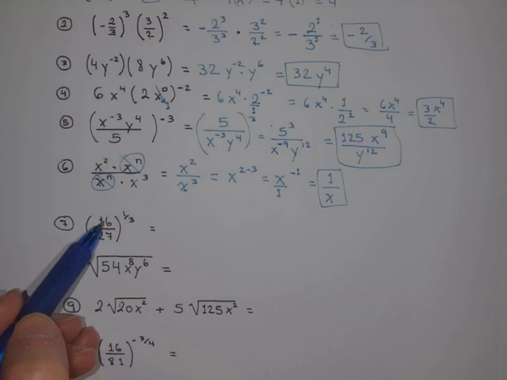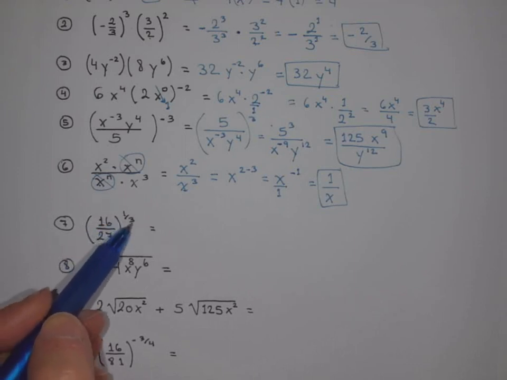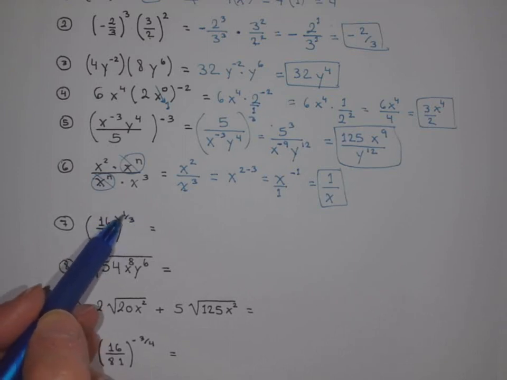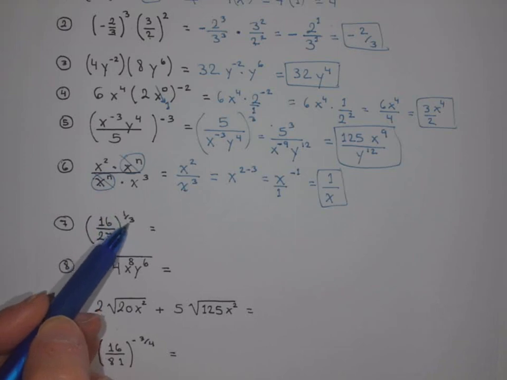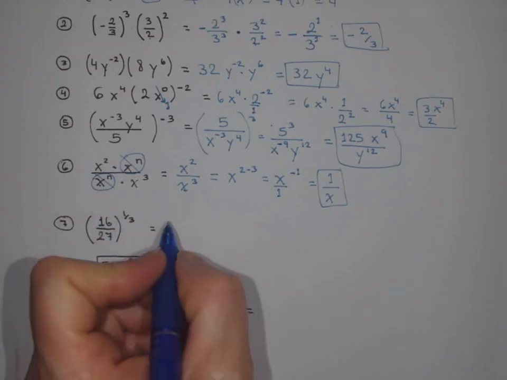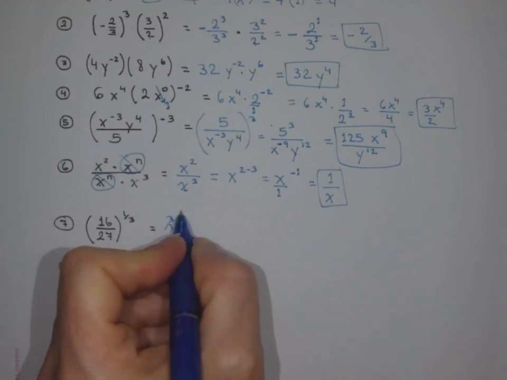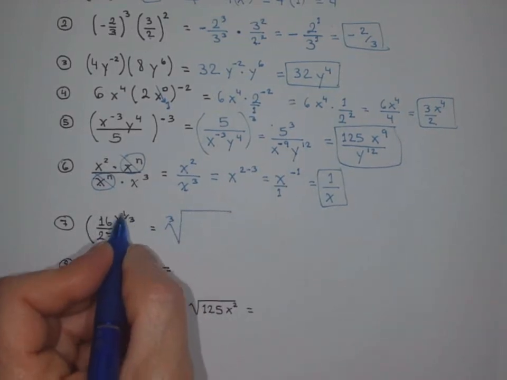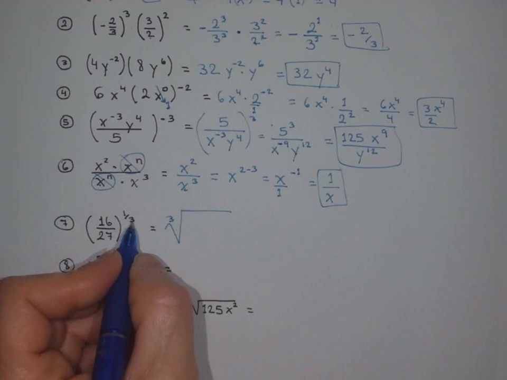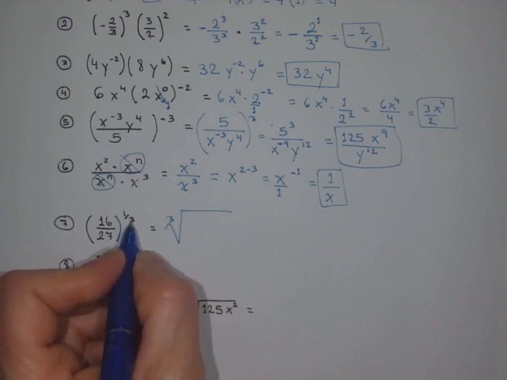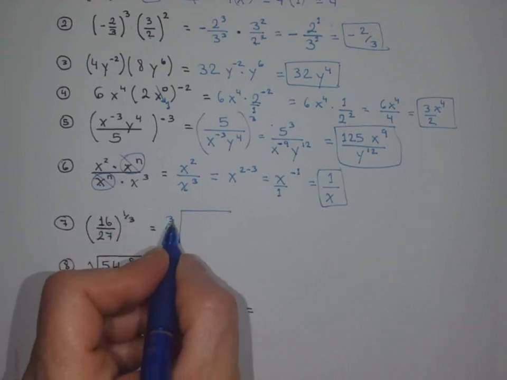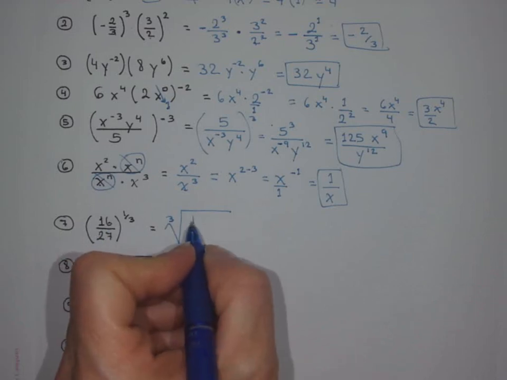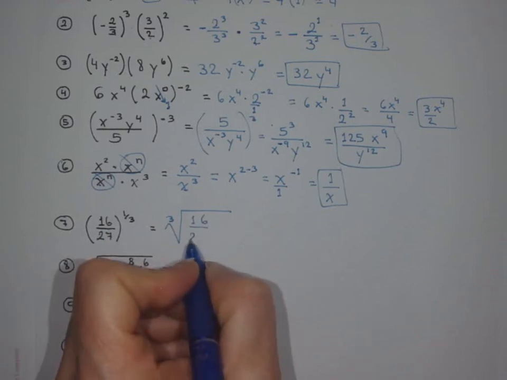I have a 16 over 27 to the 1/3. So first we have to remember what is an exponent that's a fraction. Well, it's a root. And because the denominator is a 3 here, that's really going to be a cube root, right? So a fractional exponent is a root, and the index of the root is the denominator of that fraction. So we have a cube root of 16 over 27.